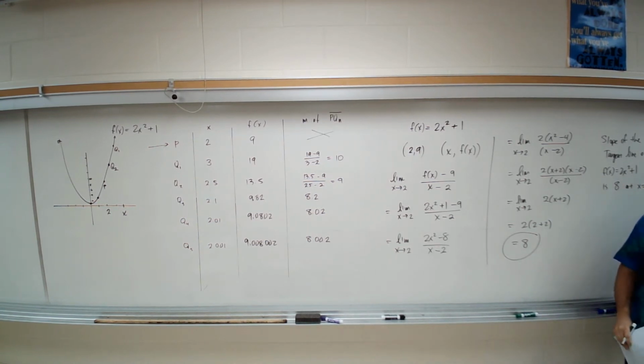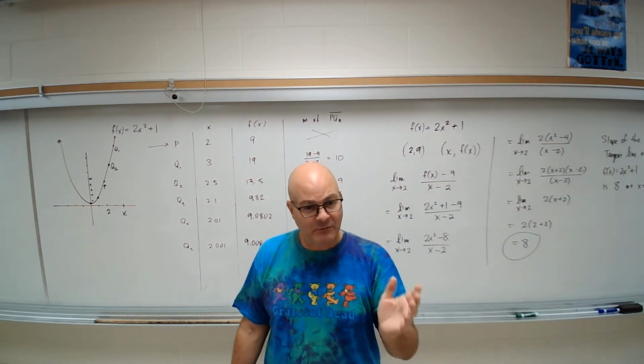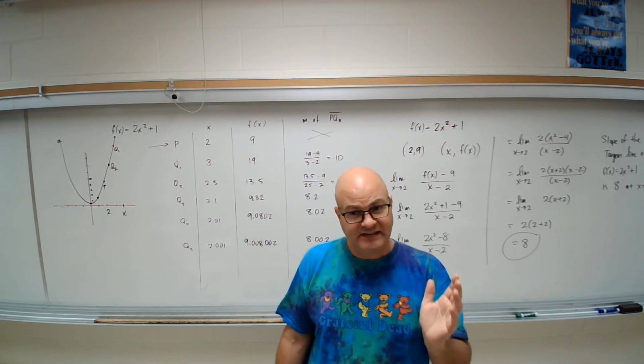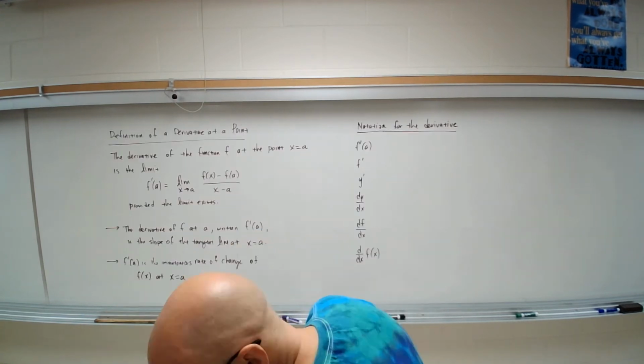Right? So we need to know the function. We also need to know where on the function we're finding that slope. Obviously, if it's a parabola, the tangent lines are going to have different slopes in different locations. But for today, we're just looking at the slope of the tangent line at one particular point. So let's look more at that.